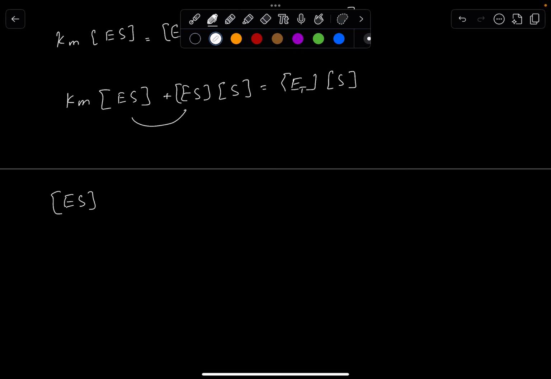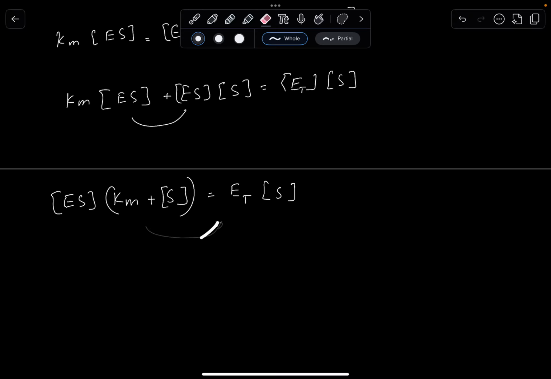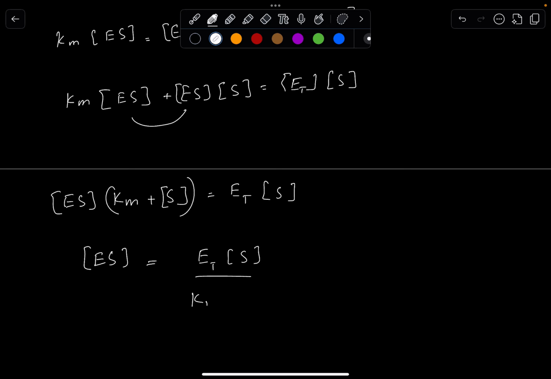substrate. So now I can take ES out of this. ES Km plus S equals ETS. Now this goes on that side. I'm just doing simple arithmetic, okay? ES equals ET S over Km plus S. Right? And so we get to this equation.